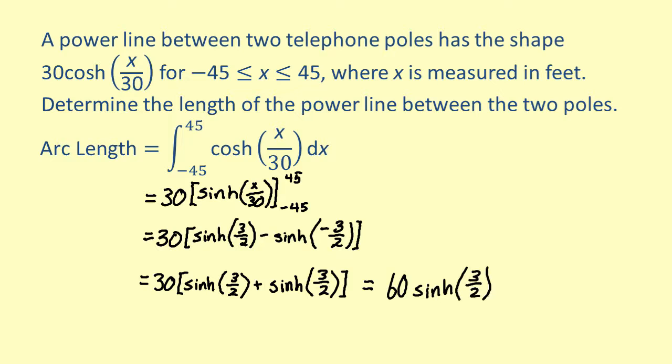Approximating, we find that this is approximately equal to 127.757. Therefore, the length of the power line between the 2 points is 127.757 feet.